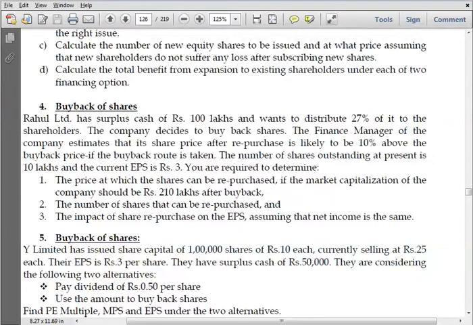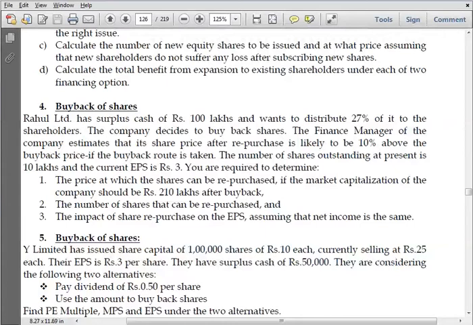Okay, now I'll explain it similar to the earlier question. My post buyback market capitalization has to be 210 lakhs. In the earlier problem, it had to be 1230 crores. Post the public issue being made, the value was to be 1230 crores. Here the value has to be 210 lakhs.